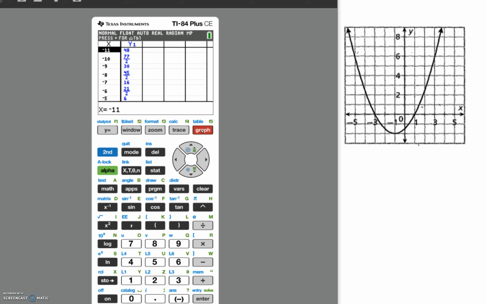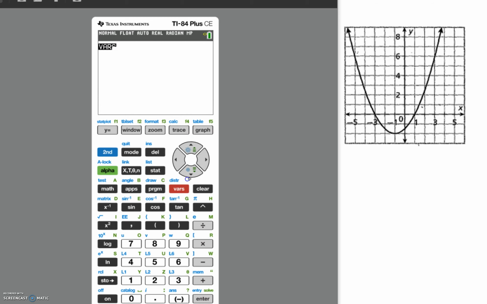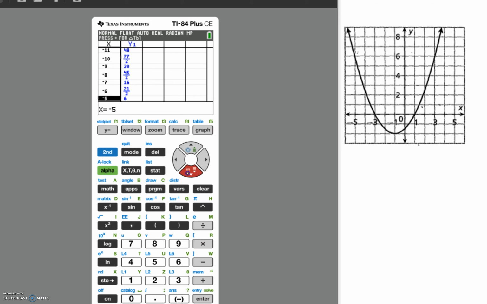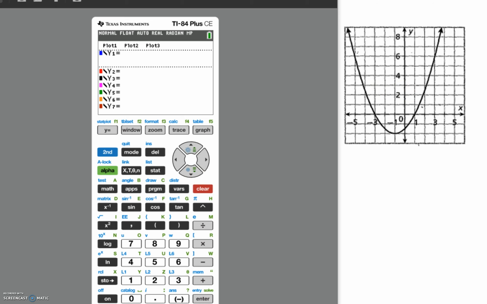If you want to look more into detail, you could see, is -3, 0 on this curve? Yes. Is -5, 6 on the curve? Yes. Is 1, 0 on the curve? You should notice everything in this table will match up to a point on that quadratic.